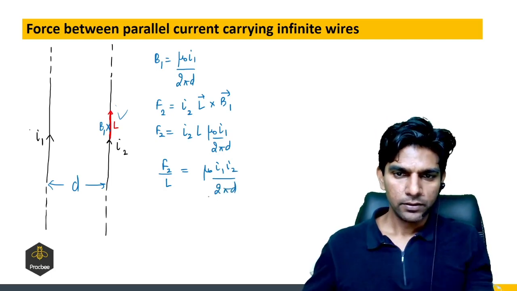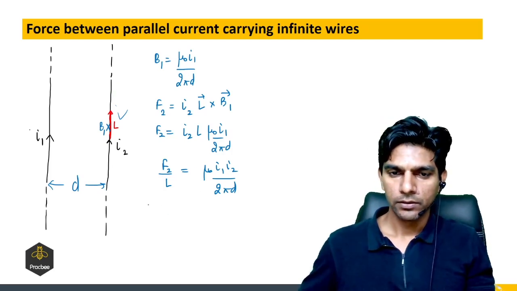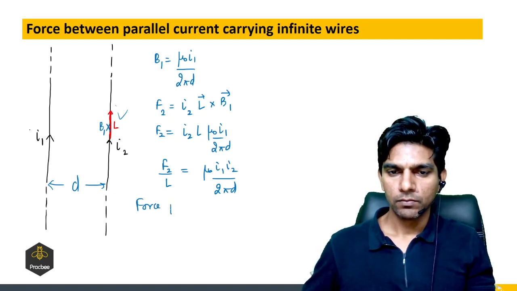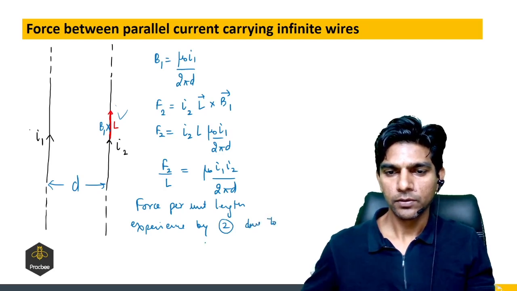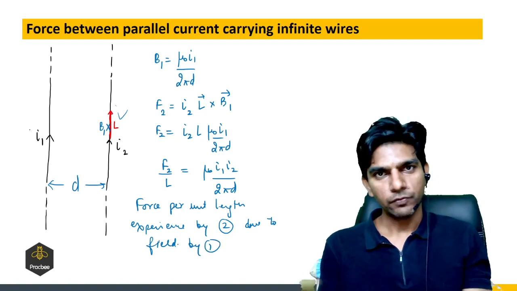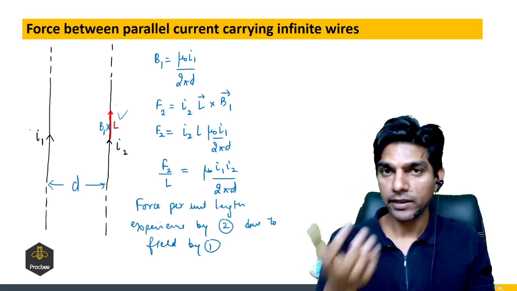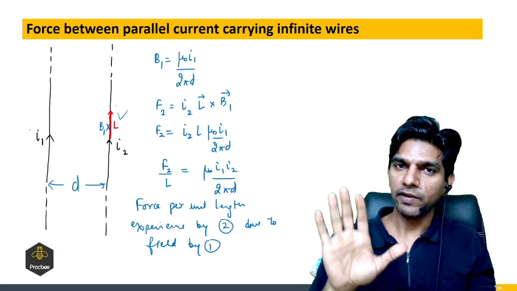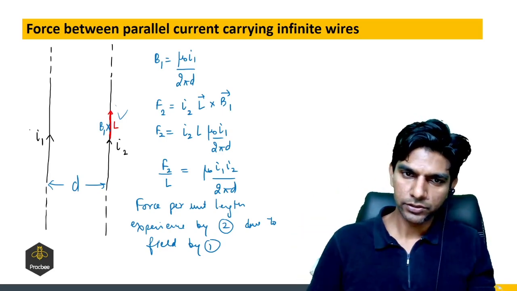Right? So this is the force experienced by the second wire per unit length. So force per unit length experienced by 2 due to field by 1. So 1 is producing the field at the location of the 2, and the 2 is experiencing a force. Now let us find the direction of the force. So force is in the direction of L cross B. So L is in the upward direction, B is into the plane, so the force is in the left direction.